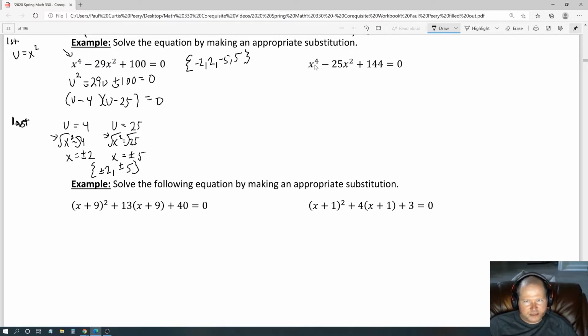So again, if you want to do the substitution, that's cool. It's just going to add a step at the beginning and a step at the end. So we'll do the same thing here, right? We say, well, u is equal to x squared. Therefore, u squared minus 25u plus 144 equals 0. We end up with a u here and a u here. It ends in a positive, matching, middle is negative, matching negative.